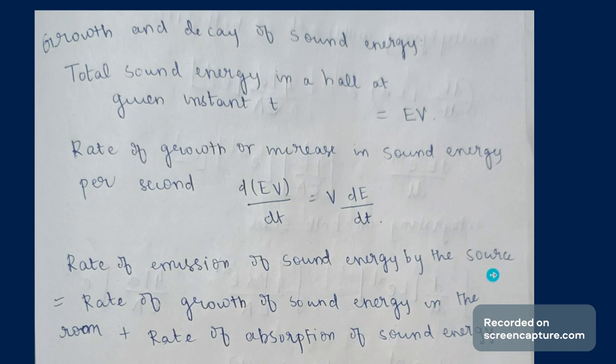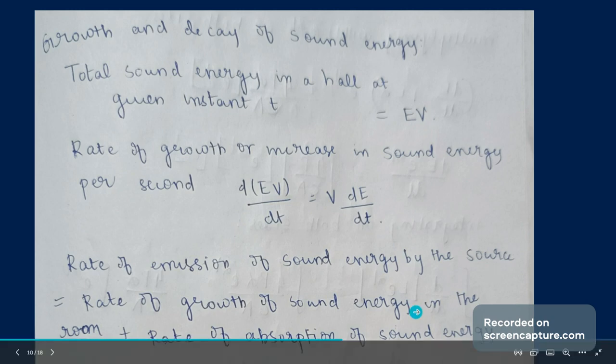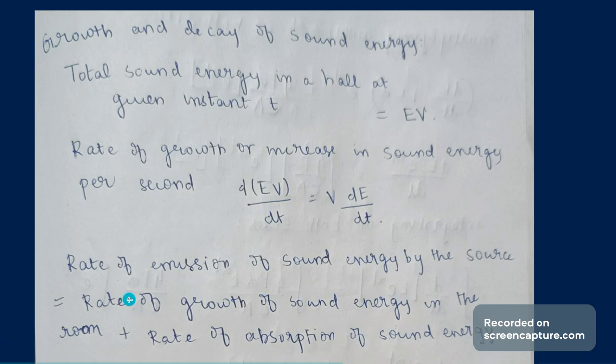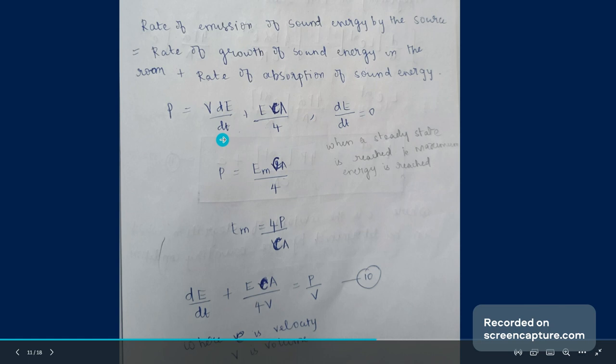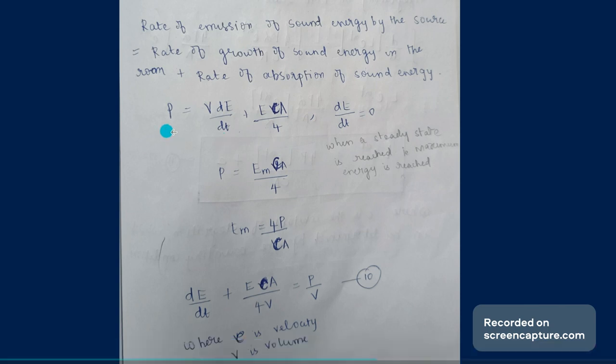Rate of emission of sound energy by the source is equal to the rate of growth of sound energy in the room plus the rate of absorption of that sound energy by the walls of the room. The rate of emission of sound energy is denoted by P, which is equal to V dE by dt plus ECA by 4.